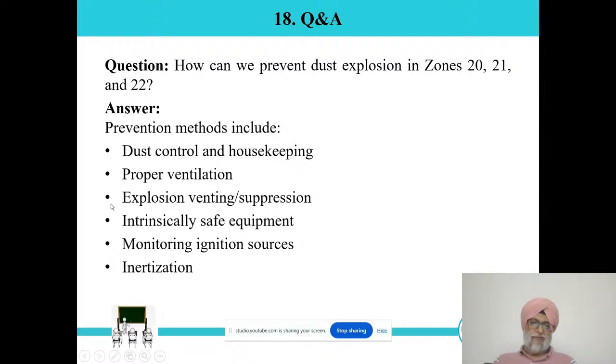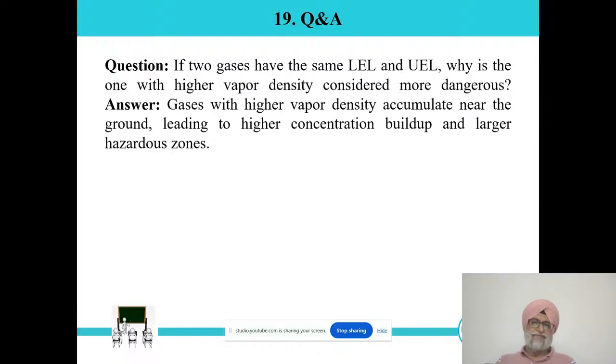So if we provide explosion venting, like we design the PSC for the explosion cases, or we install the suppression device in the equipment. Next is intrinsically safe equipment. That is the one thing. Next is monitoring ignition sources through different methods and inertization in the equipment. So these are the few methods by which we can prevent the explosion in the equipment or in the work area.